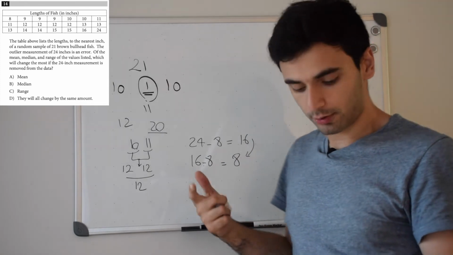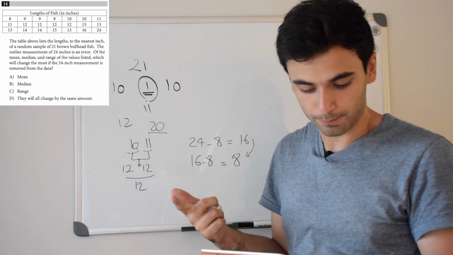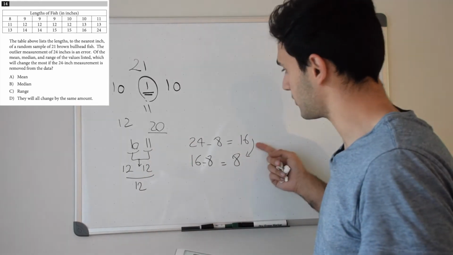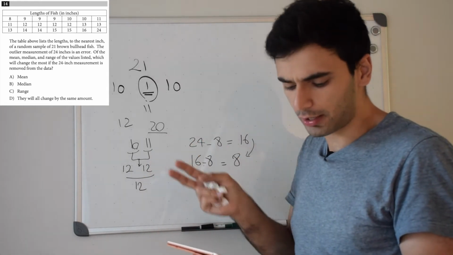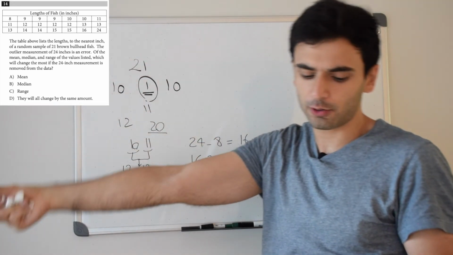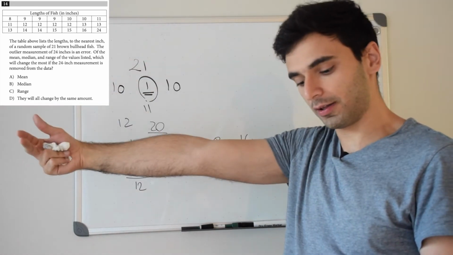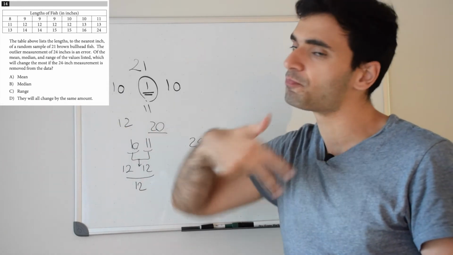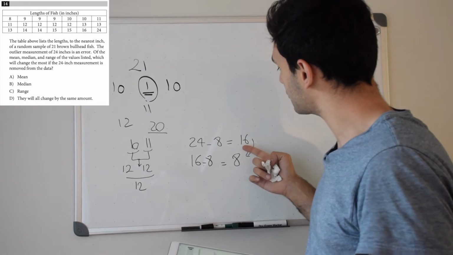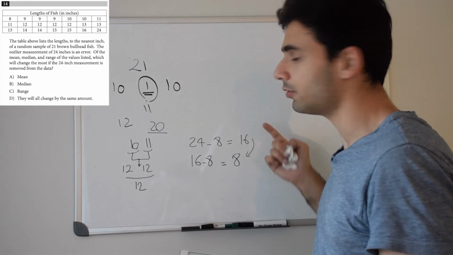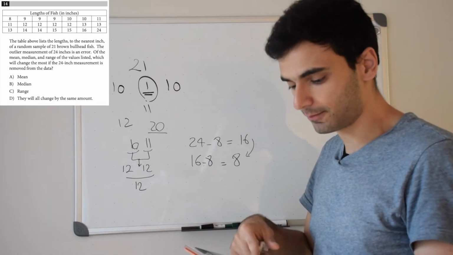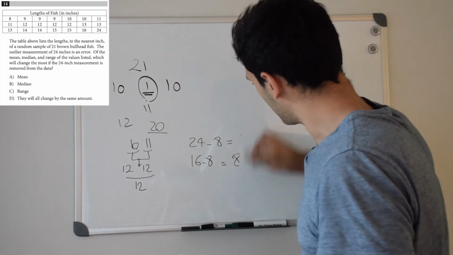But what about the mean? The mean will change, but not as much as this one, because we have a lot of data that has very close values to each other, and we have one 24. If we incorporate that 24 and divide by all the data, it won't change that much. It will increase, but it won't be as drastic as going from 8 to 16. So the answer is going to be range, which is C. Okay.